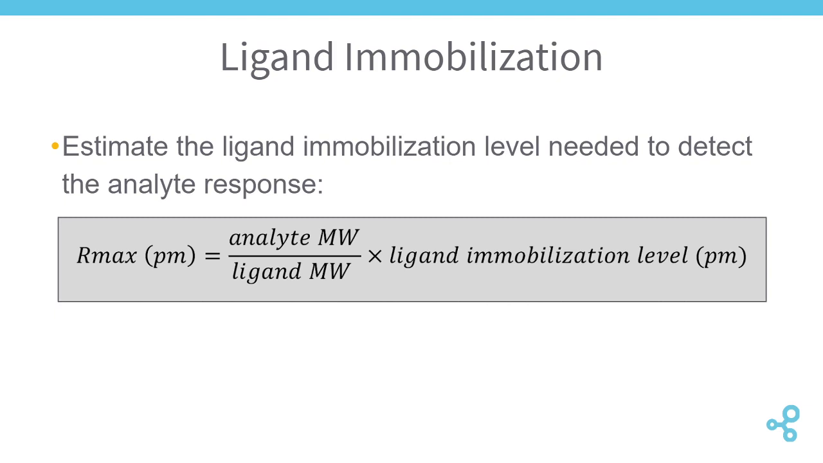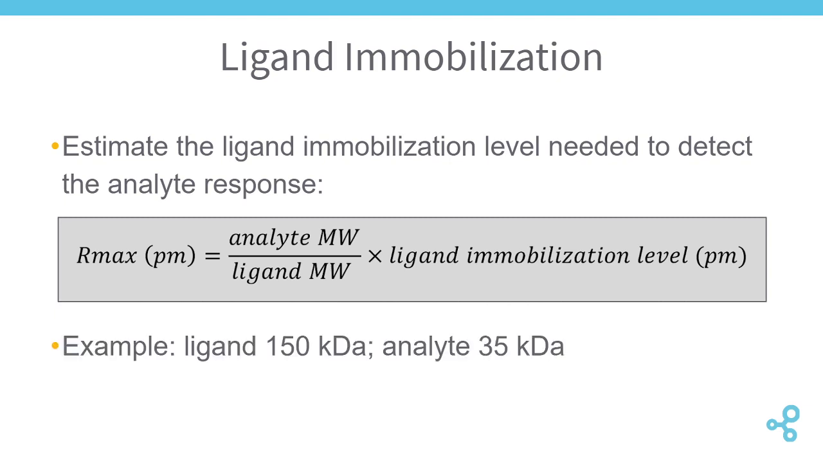analyte binding curves. So for an example, say we had a ligand that was 150 kilodaltons, so standard weight for an antibody, and we have an analyte that's slightly smaller at around 35 kilodaltons. When we go to use this equation, we see we still have 2 variables that we don't know. We don't know our ligand immobilization level or our Rmax.